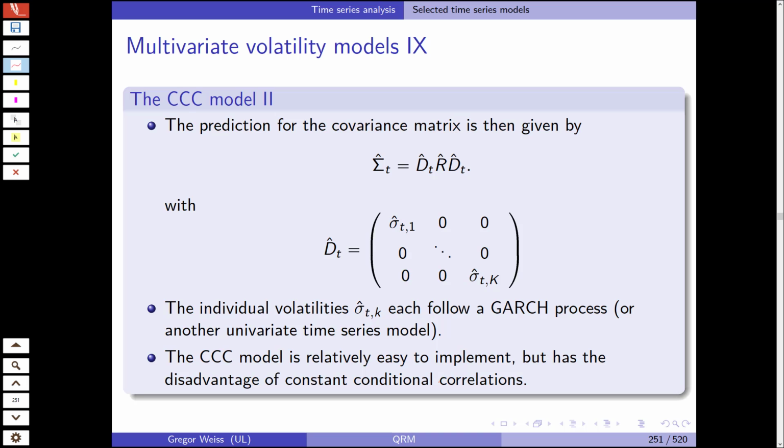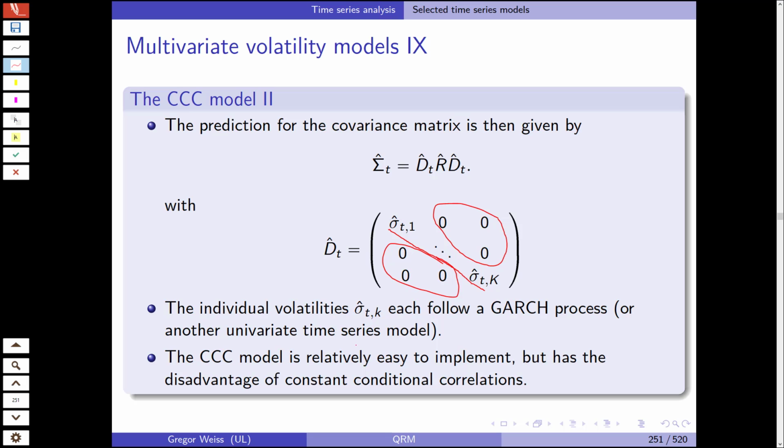Now, how do you predict this? You predict Sigma_t equal to the volatility matrix times the correlation matrix times the time varying volatilities, with D_t being this matrix. Obviously, you have on the main diagonal the conditional volatilities, and zeros for the rest of the entries. The individual volatilities each follow a GARCH process, and then you estimate this in this particular form.